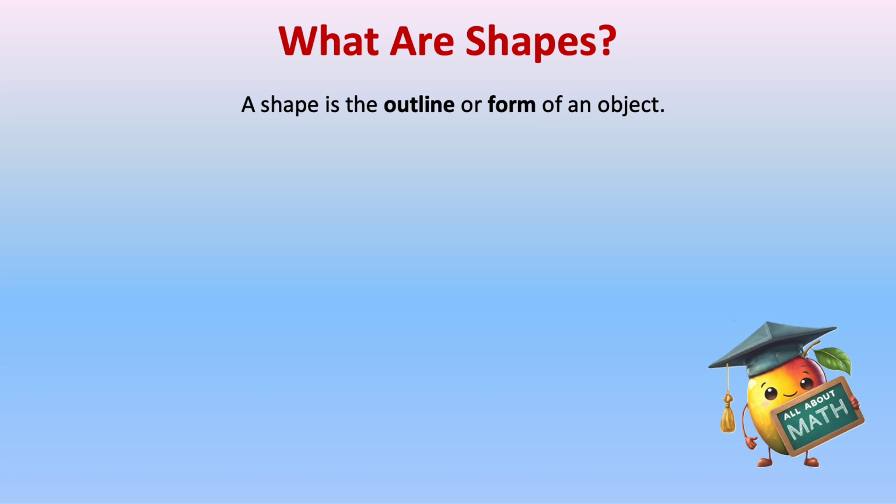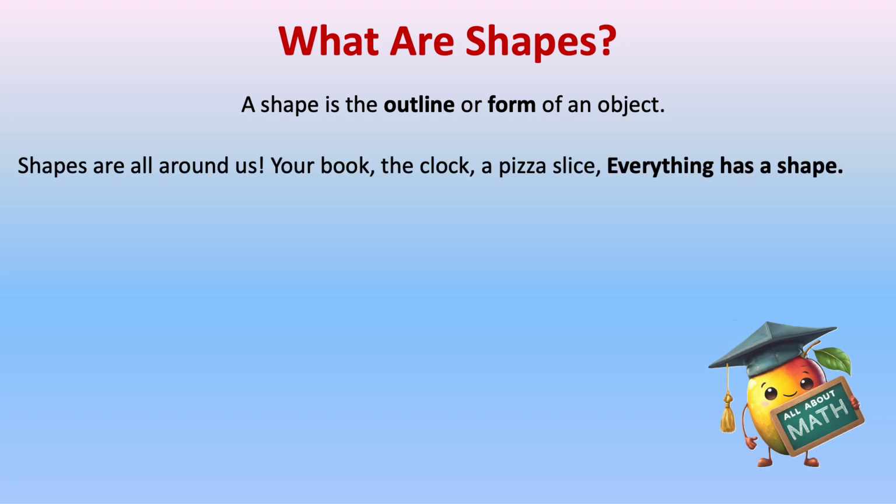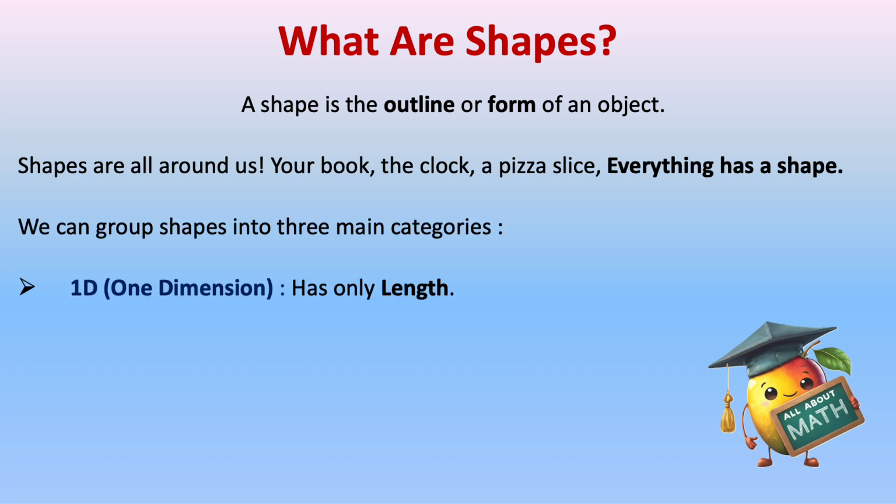Shapes. A shape is the outline or form of an object. Shapes are all around us. Your book, the clock, a pizza slice, everything has a shape. We can group shapes into three main categories.